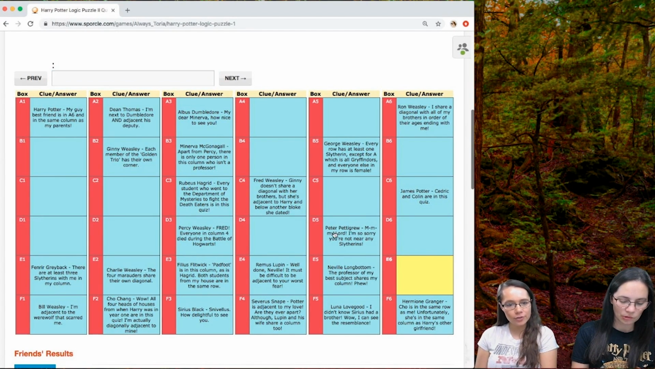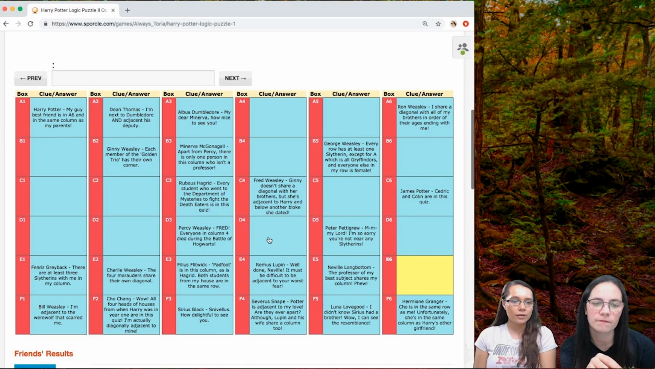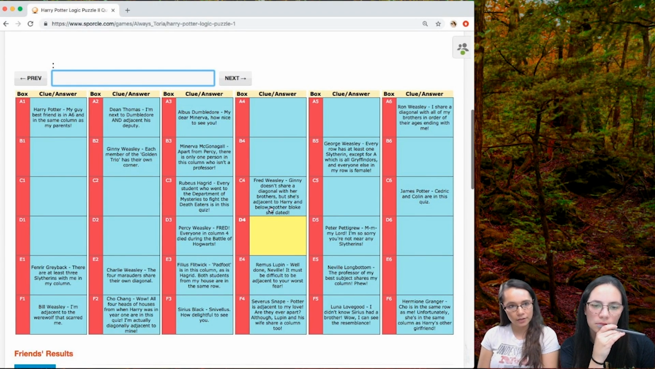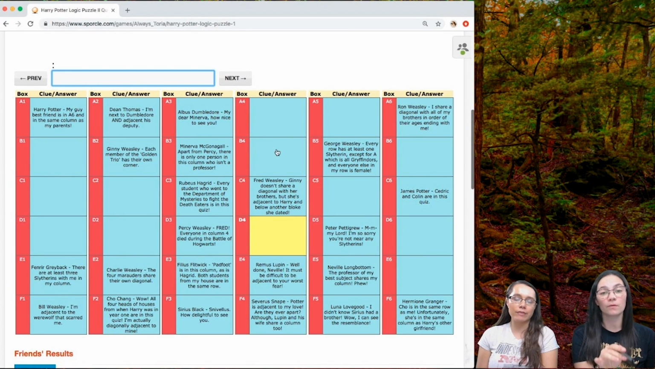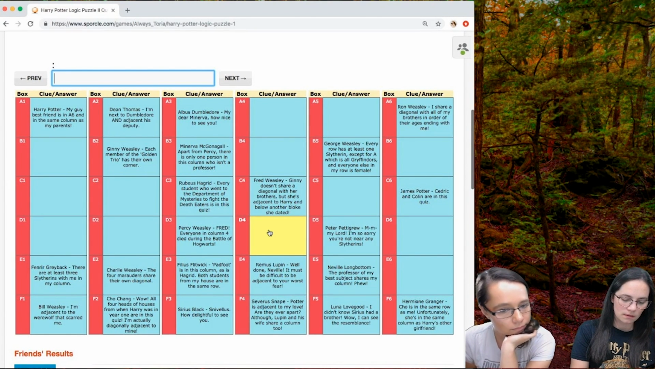Oh, I think Pettigrew's clue is actually real. My lord, I'm so sorry. You're not near any Slytherins. So I think that means he's in here, but he's surrounded by non-Slytherins. So that could be D4. Yeah, it could be any of these. We don't know. Well, it can't be B4 because it's a girl. So A4 or D4 has Voldy.